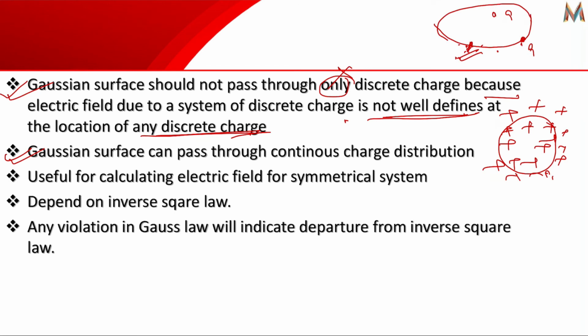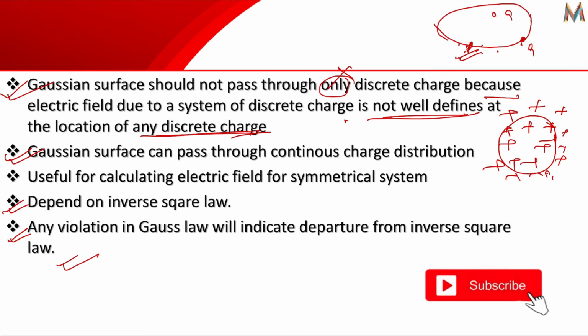Next, it is useful for calculating the electric field for a symmetrical system. This Gauss theorem is applicable and useful for calculating the electric field for a symmetrical system, that we will discuss in the next video. Next, it depends on the inverse square law. Yes, Gauss theorem depends on the inverse square law. So, last point, any violation in Gauss law will indicate departure from the inverse square law. So these are all the properties related to the Gauss theorem, and Gauss theorem is a very important theorem, and we will now see the applications. In the next video we will see the applications of Gauss theorem.